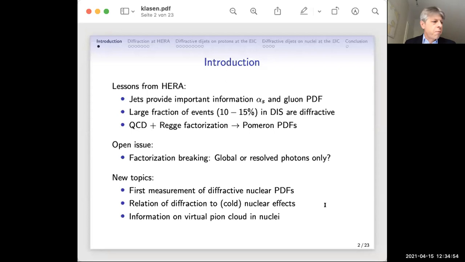Now, when we have very soon a new machine like the electron-ion collider, there are interesting topics that we can study there. First of all, it will give access also to electron-ion collisions and therefore also to diffractive nuclear PDFs. And one may hope also to learn more about saturation, of course low-x physics, and relate those to cold nuclear effects. And a related process to diffraction is when you have, for example, leading neutrons, which were also studied at HERA, and where you can study the virtual pion cloud, not just in protons, but then also in nuclei.